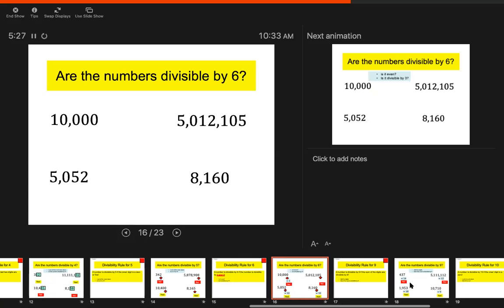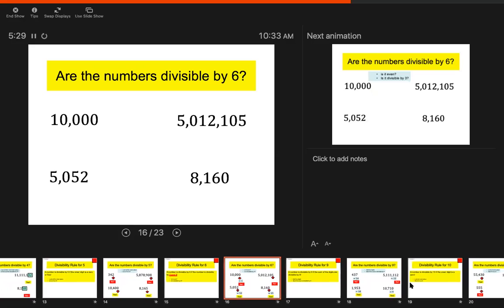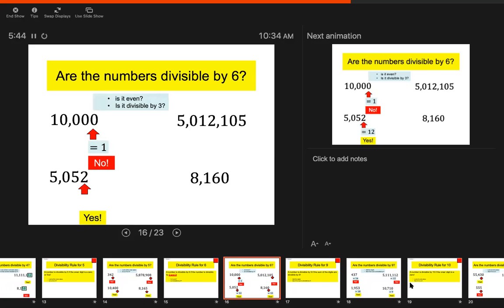Remember the rule for 3, though, says you got to add up all the digits. 1 plus a bunch of zeros is 1. So even though it's even, passes the first test, 3 doesn't go into 1. So therefore, it is not divisible by 6. Hey, this one's even. 5 plus 5 is 10 plus 2 is 12. 3 goes into 12. So it matches both rules. It's divisible by 2 and it's divisible by 3.